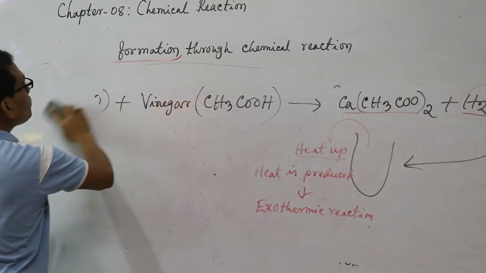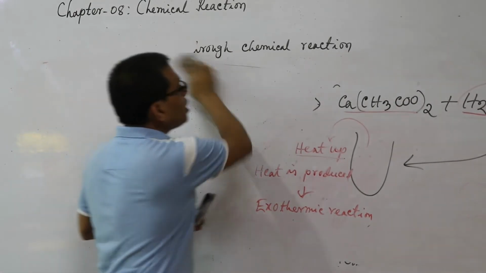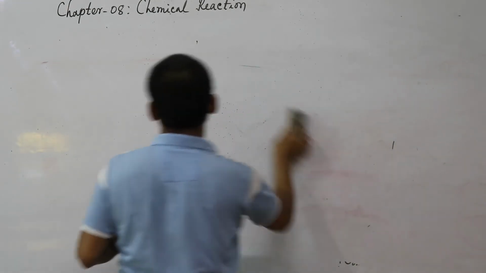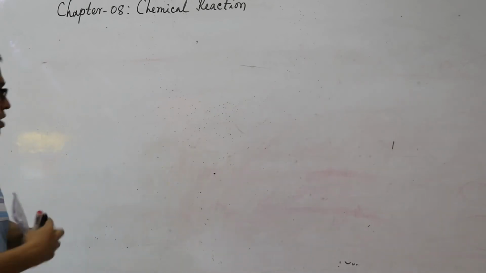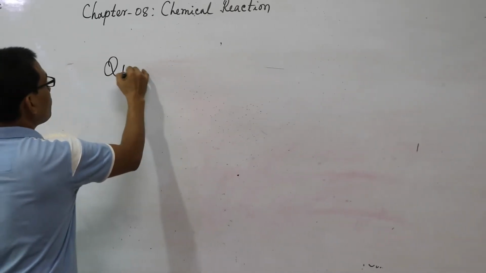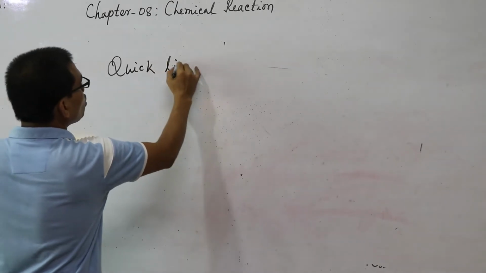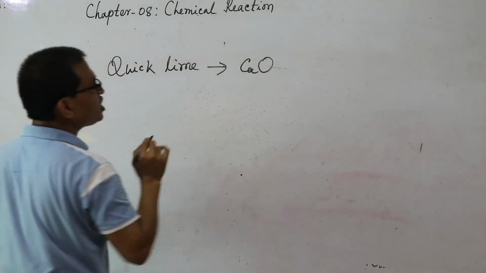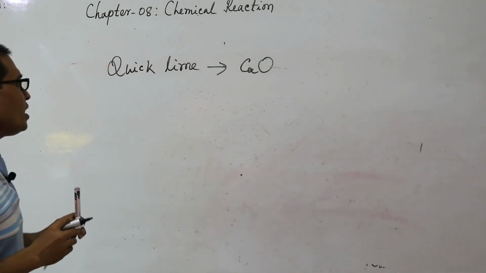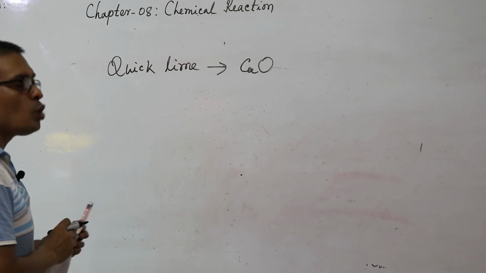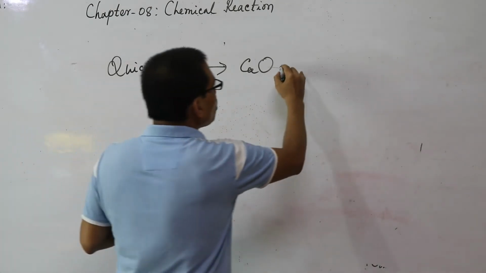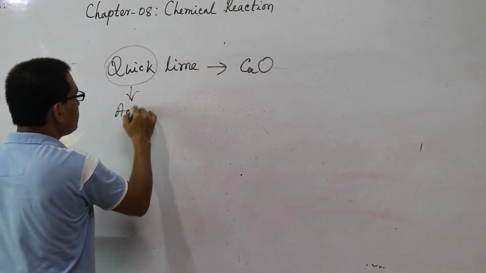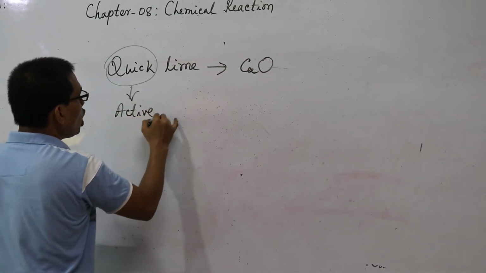In your book, you will hear a name, quicklime. Quicklime, dear student. The formula of quicklime is calcium oxide. Why is it called quicklime? Quick means active or alive.